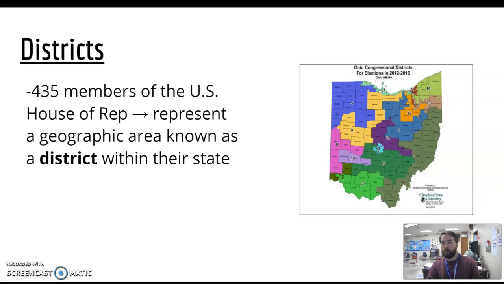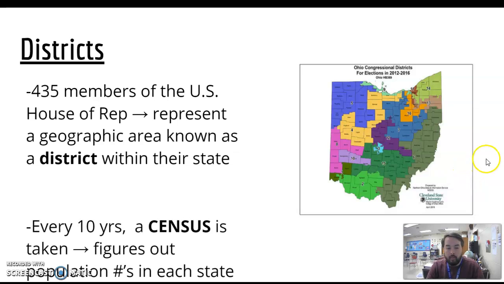There's 435 members of the House of Rep, and they all represent something called a district, and it's a chunk of land, a geographic area, and they represent the people that live in that area. They're their government representative. Every 10 years, something called a census is taken, okay? And the census is just a survey that every citizen of the United States has to take, and they try to figure out generally the population numbers of each state.